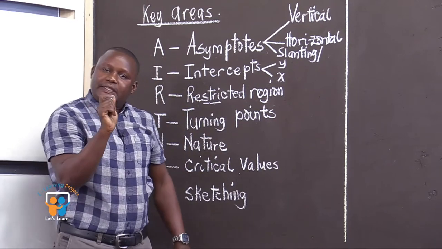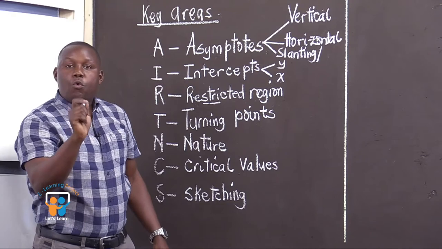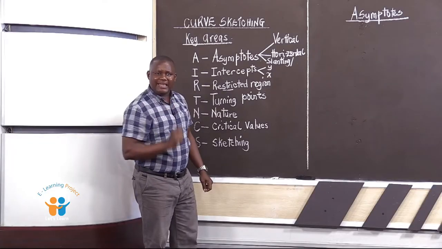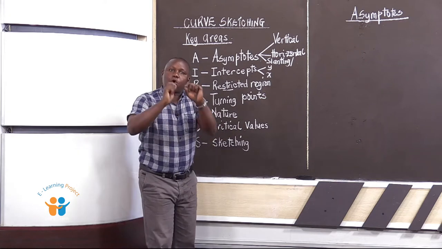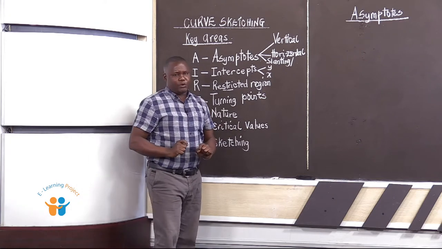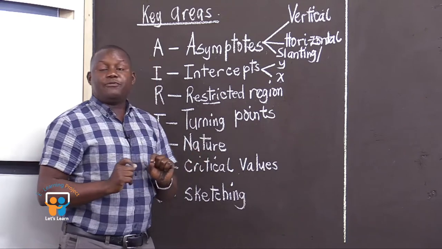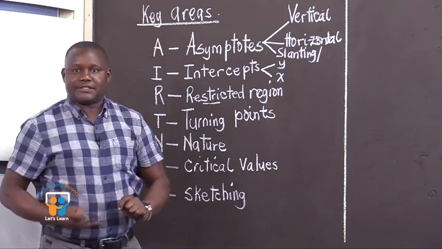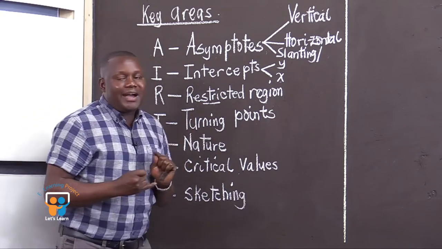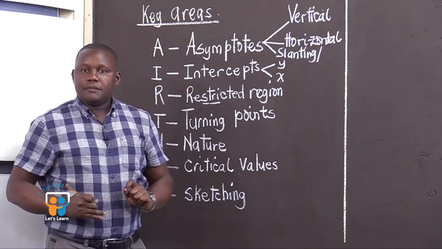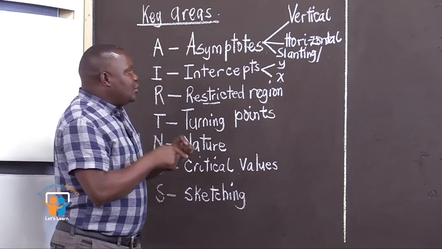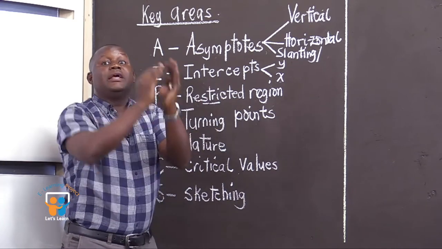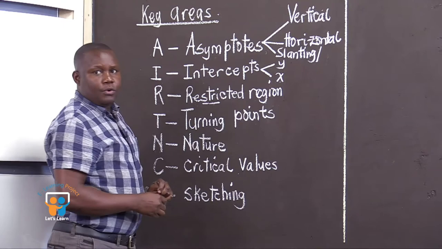We can also call it the region where the curve does not lie. Or the region where the curve is discontinuous. Repeat with me. The region where the curve is discontinuous. Very good. The region where the curve is restricted, not allowed to move, are we together? And also a region that is undefined. We'll talk about those ones more, all right?